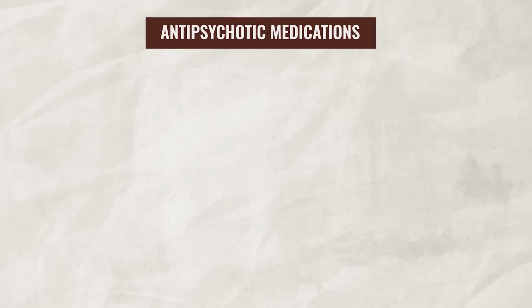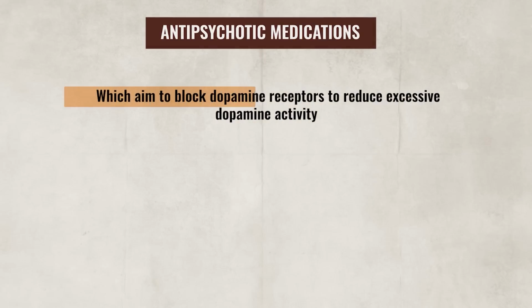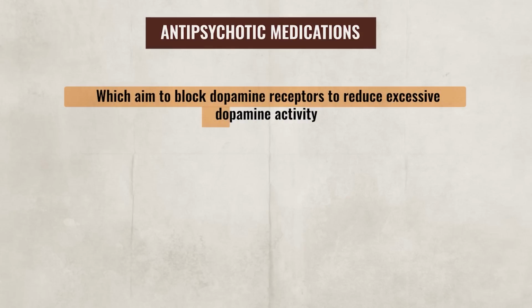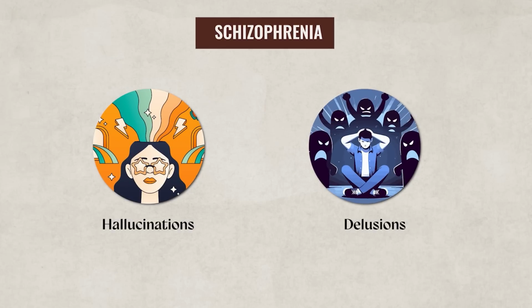And last but not least, there are antipsychotic medications, which aim to block dopamine receptors to reduce excessive dopamine activity. These can help address symptoms such as delusions or hallucinations common in schizophrenia and related disorders.